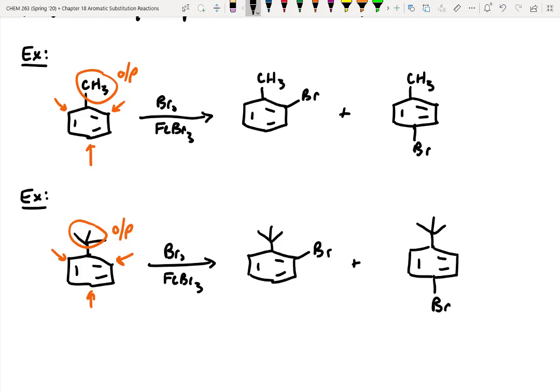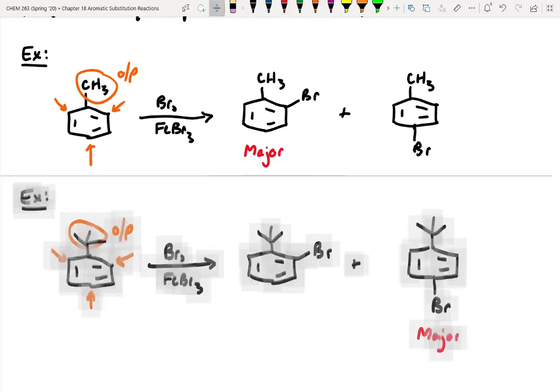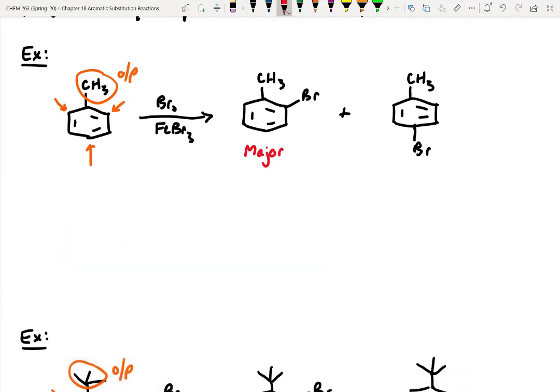And so when we run these in a lab setting, we can actually look at our products and ask ourselves, well, which one's major and which one's minor? And in the top reaction, we find that this is going to be the major product. And then on the lower reaction, we find that this is our major product. So then the question is, well, why? Why in the first reaction is the ortho substitution favored? And why in the lower reaction is the para substitution favored? Well, let's dig into this and try to come up with a theory that supports these observations.